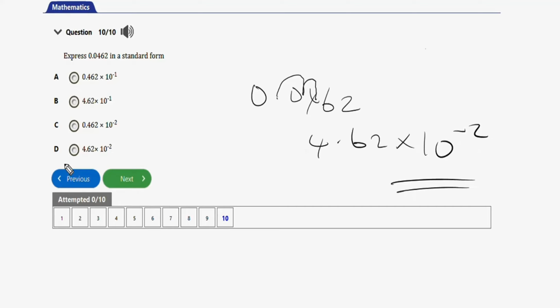Option D. So guys, this is basically how you can do problems involving standard form for your WASSCE or WAEC maths, based on that standard form. Hope you learned something interesting from the video.